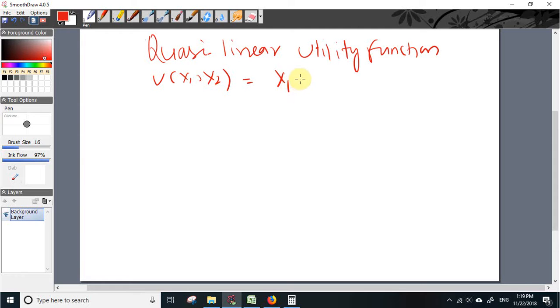Consider an example: the utility function is x1 plus 2 times the square root of x2. The other parameters are the same. The price of the first commodity is 10, the price of the second commodity is 20, and the consumer's wealth is 1000.